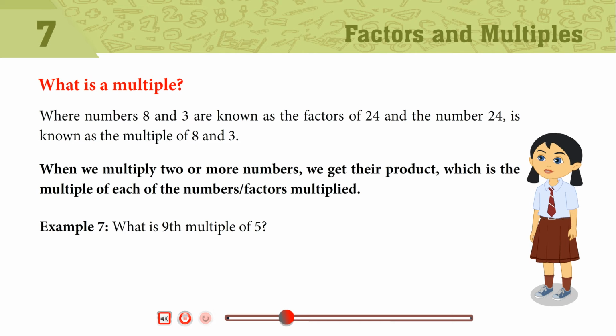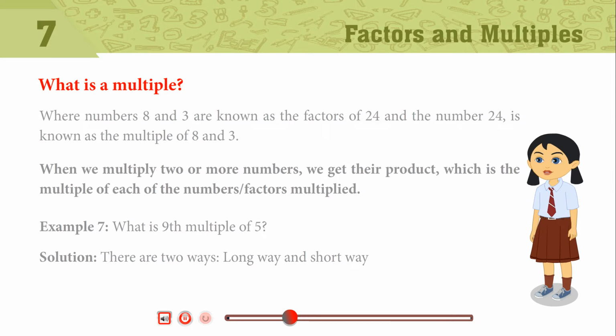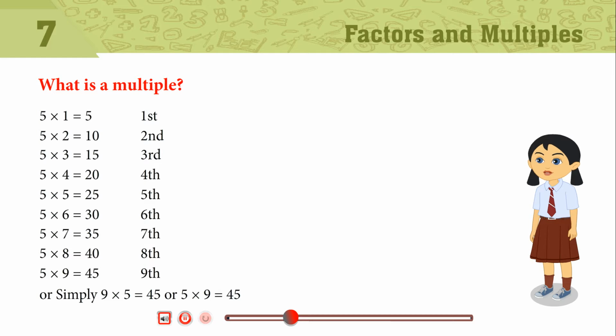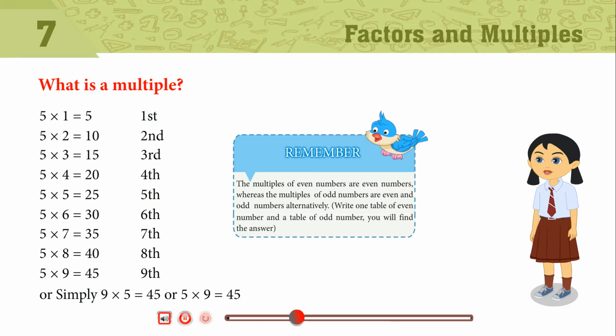Example 7. What is the 9th multiple of 5? Solution. There are 2 ways, the long way and the short way. Or simply, 9 into 5 is equal to 45, or 5 into 9 is equal to 45. Remember, the multiples of even numbers are even numbers, whereas the multiples of odd numbers are even and odd numbers alternately. Write a table of an even number and a table of an odd number. You will find the answer.